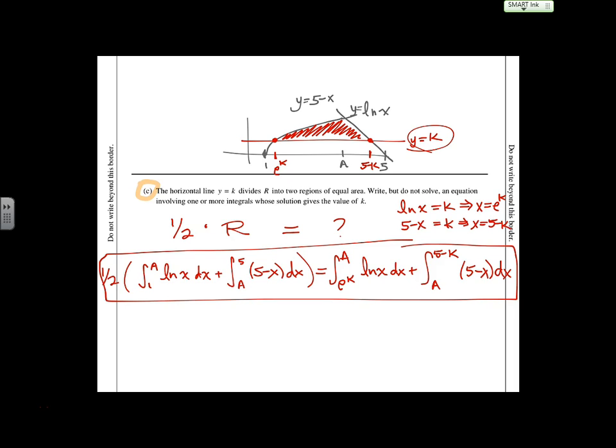You just had to figure out, well, k hits each of my functions. I have to set each function equal to k to find the x to make my values. So very similar logic. All right, that was a little bit abstract, a little bit out there.